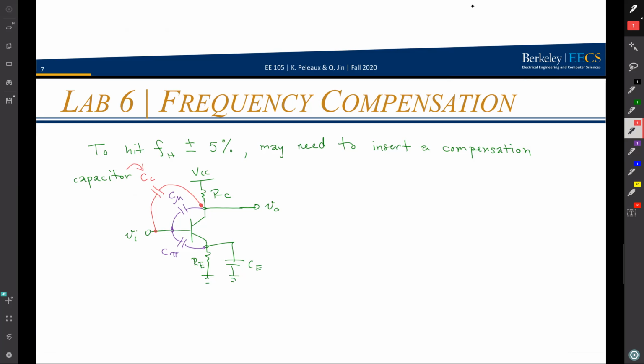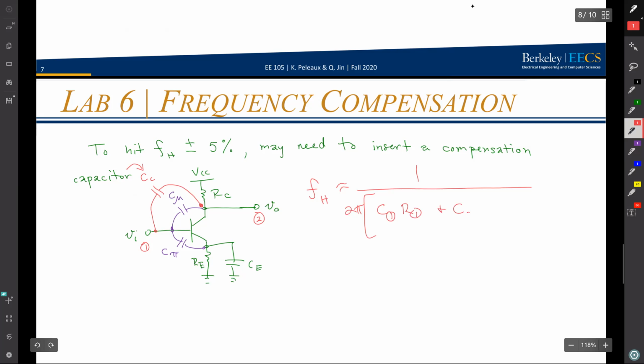At this point, then I get an FH that's approximately equal to the capacitance at node 1 times the resistance at node 1, plus the capacitance at node 2 times the resistance at node 2. And I can use the Miller effect to find my capacitance at node 1. I have C pi, and then I'm going to have C mu and CC. Those are in parallel, so I can just add their values, times 1 plus gmRC.